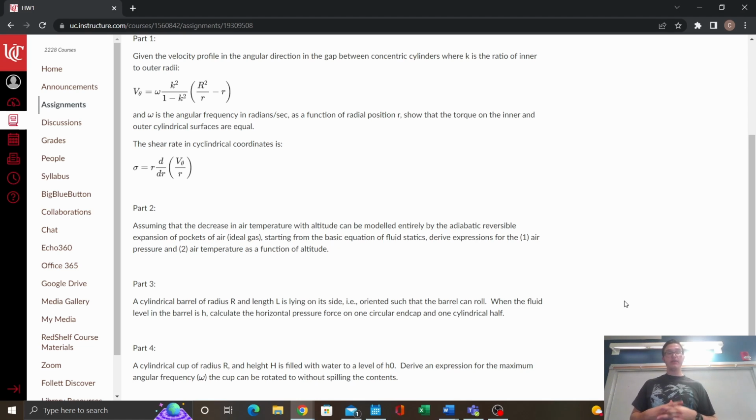Part 2 of Homework 1 says, assuming that the decrease in air temperature with altitude can be modeled entirely by the adiabatic reversible expansion of pockets of air in ideal gas, starting from the basic equation of fluid statics, derive expressions for 1, air pressure, and 2, air temperature as a function of altitude.